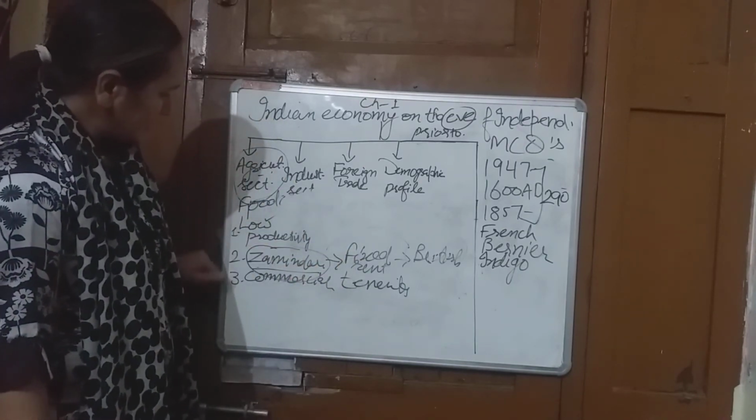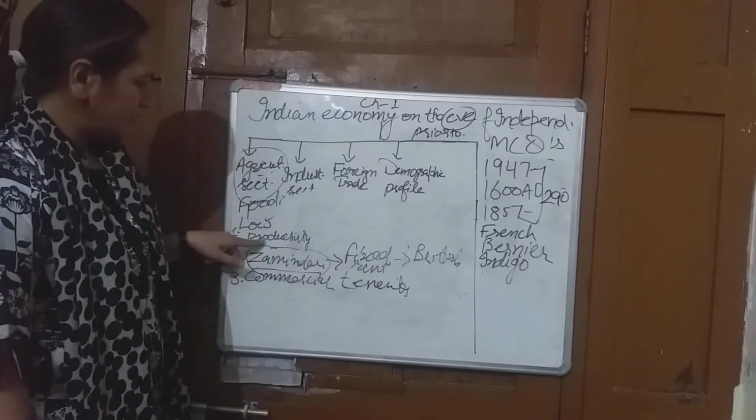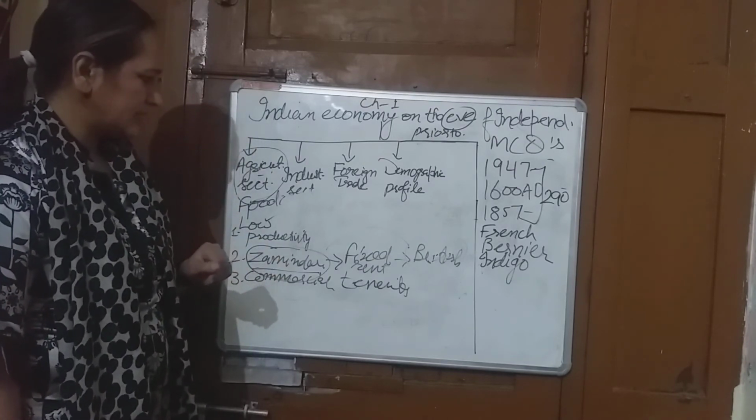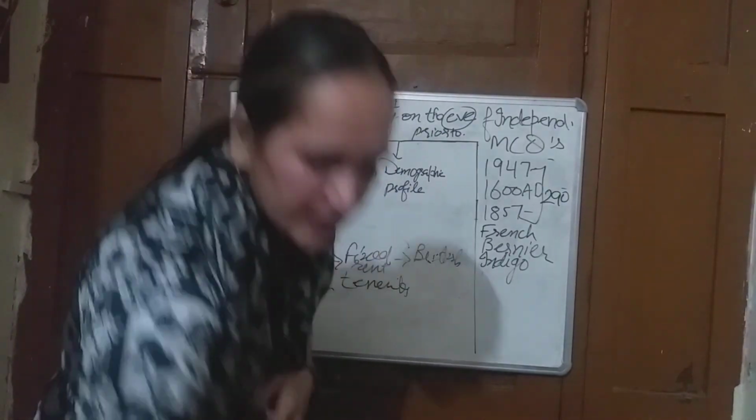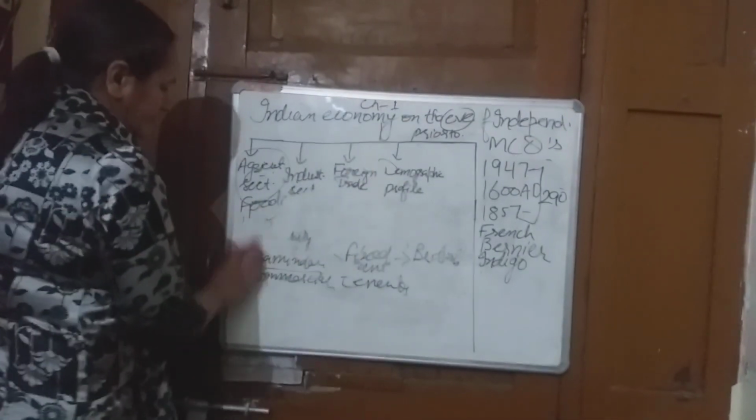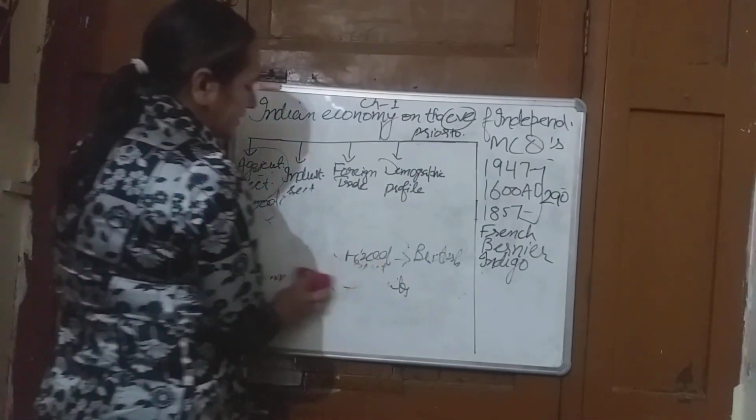So this was the state of the agriculture sector when we got independence. Now the second sector is the industrial sector.